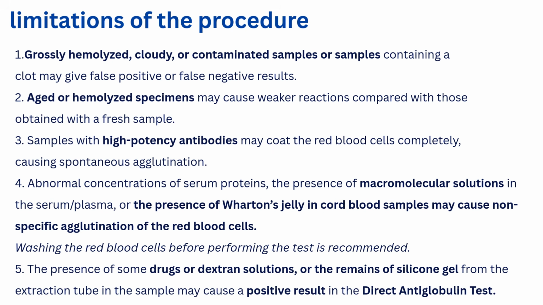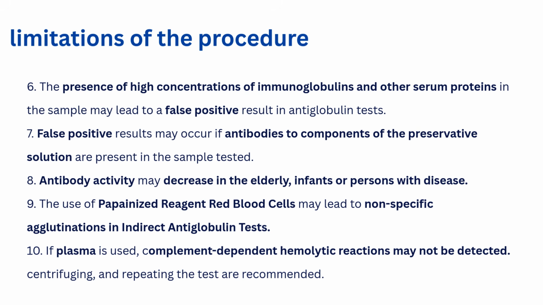How about abnormal concentrations of serum proteins? Guys, the presence of macromolecular solutions in the serum or plasma, or the presence of Wharton's jelly in cord blood samples, may cause non-specific agglutination of the red cells. Also, the presence of some drugs such as dextran solutions or the remains of silicone gel from the reaction tube in the sample may cause a positive result in your DAT. Six, another limitation is the presence of high concentrations of IgGs or immunoglobulins and other serum proteins in the sample. It may lead to false positive results in antiglobulin tests.